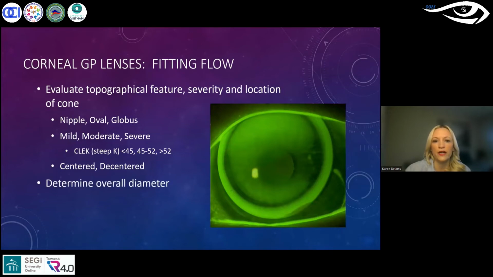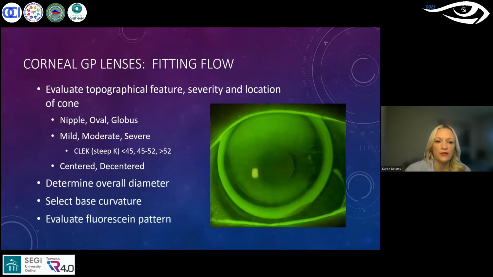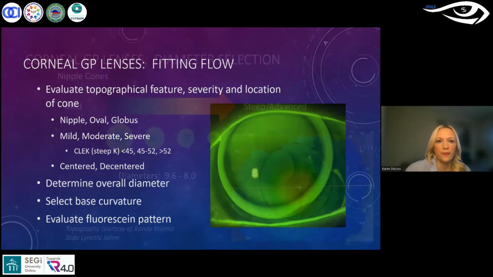And then overall diameter, which I'll talk about more in the next slide. Base curve and fluorescein pattern are, basically, this slide is going through the thought process on how you need to determine, or what you need to use to determine what's going to work best for your patient.